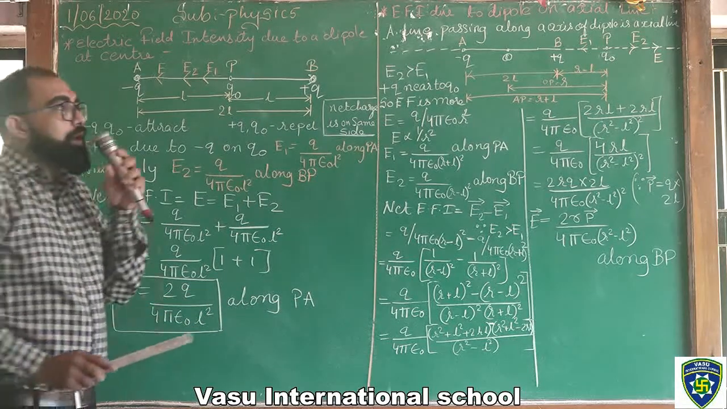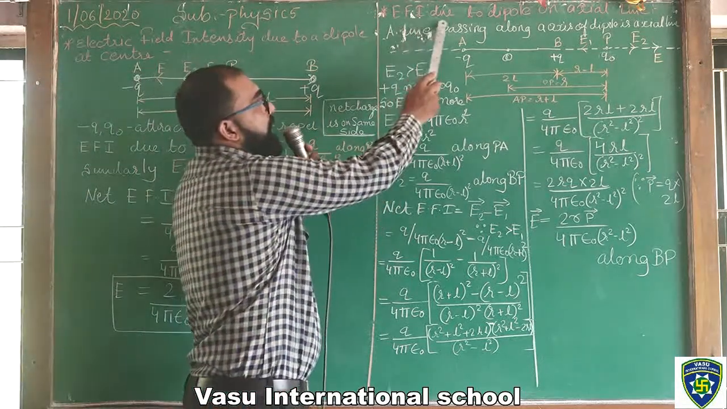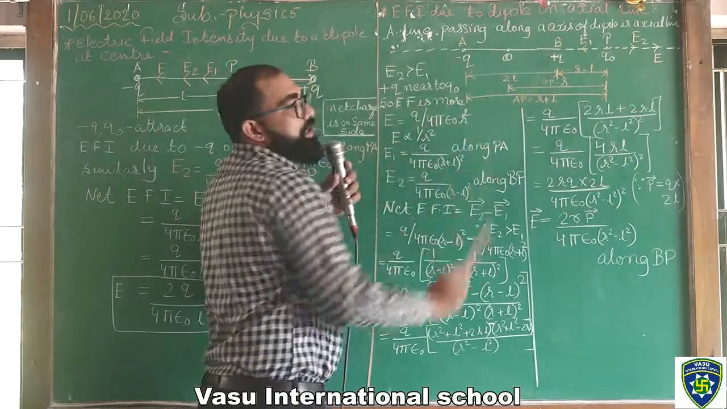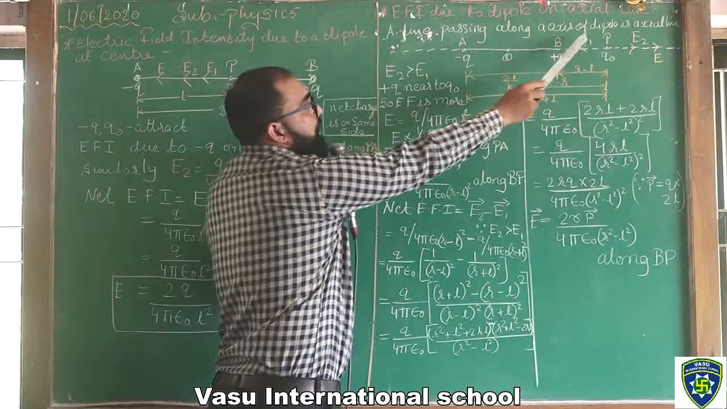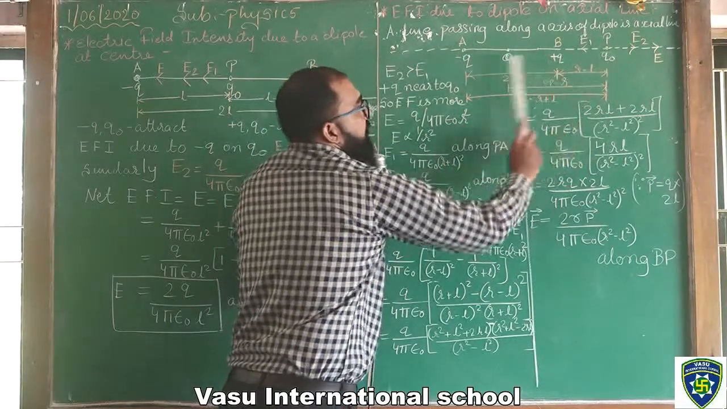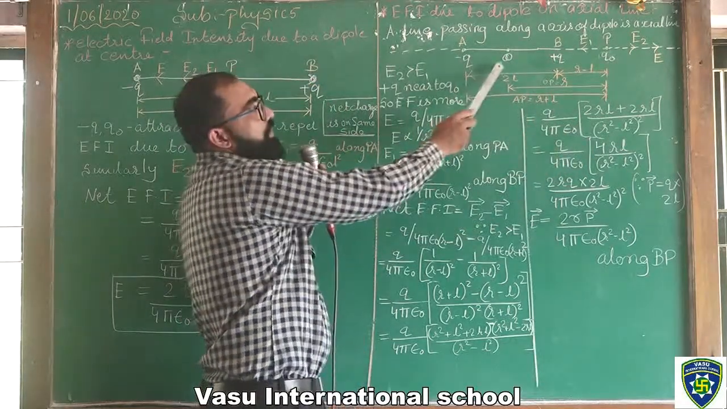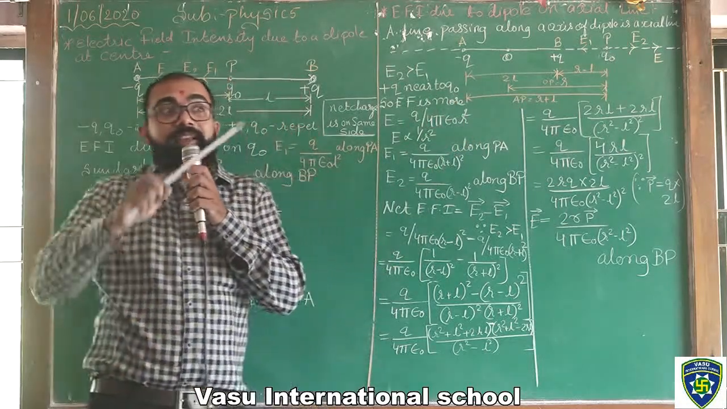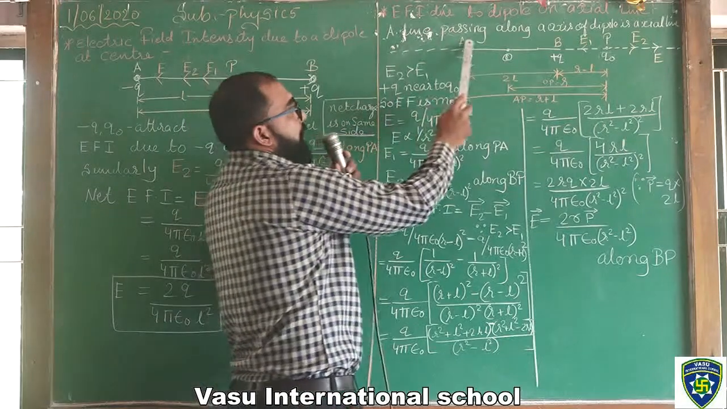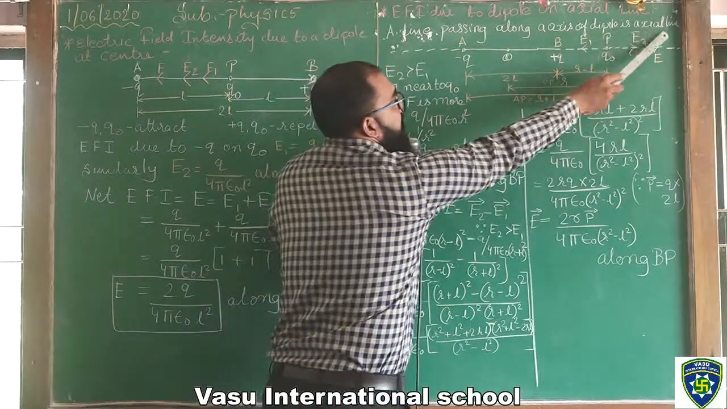Okay. Thank you. Now the next topic is electric field intensity due to a dipole on the axial line. What is the axial line? Axial line is nothing but a line passing along the axis. The same figure will be here. Axial line means the axis of the dipole; the line passing along the axis of the dipole is the axial line.